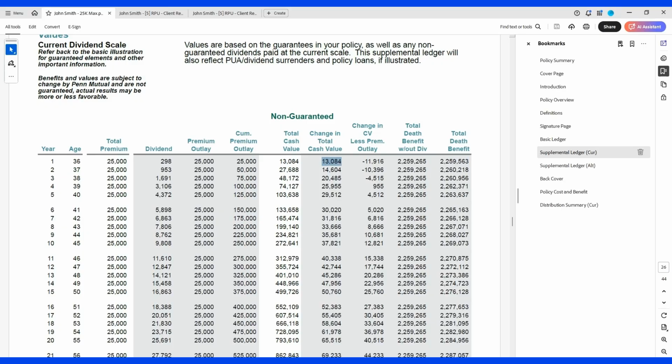We keep paying that premium. Year two, $25,000 premium goes in. Now our cash value grows by $14,000. So our cash flow efficiency is getting better. Year three, we pay that same $25,000 premium. Our cash value grows by a little more than $20,000. And then by year four, we're cash flow positive. So year four, we pay that $25,000 premium and our cash value grows by more than $25,000.